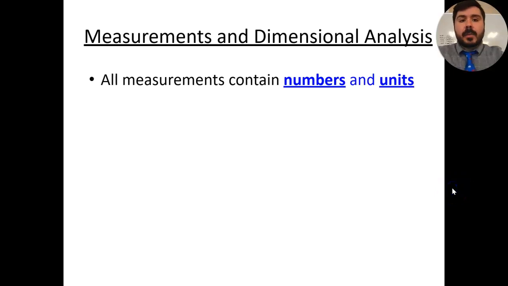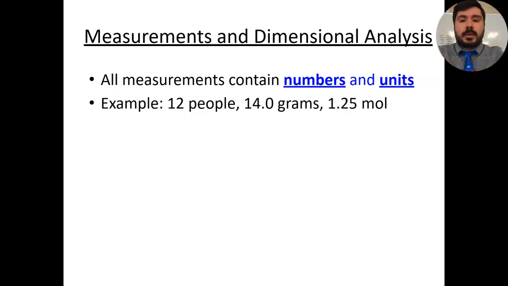So if we remember, and hopefully we do, all measurements contain two things specifically. It is a number plus a unit. So every measurement is a number plus a unit. For example, we've got some measurements right here: 12 people, 14.0 grams, and 1.25 mol, which is just basically moles. All these are measurements. They contain a number and a unit: 12 being the number and people being the unit, 14.0 being the number, grams being the unit, 1.25 being the number, and moles being the unit. So these are all units of measurements here.